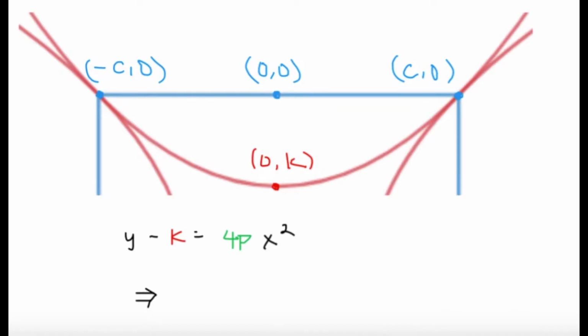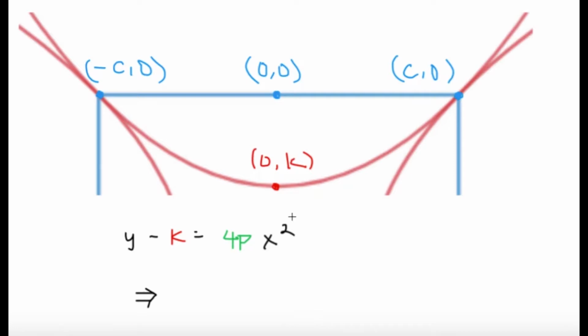And as defined a while ago, there will be a value of x equal to c such that f prime of c would be equal to 1, or the slope of the tangent line would be equal to 1. So we just call this point c comma 0. By symmetry, this would become negative c comma 0. And let's call the vertex of this parabola 0 comma k for some value of k. Now, writing it in the standard form of the parabola, y minus k would be equal to 4p x squared.